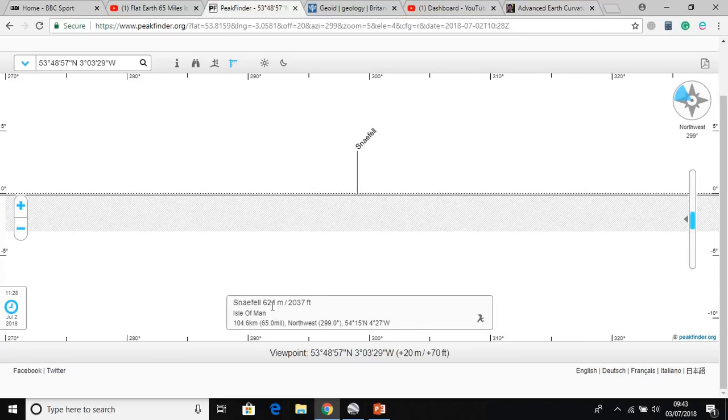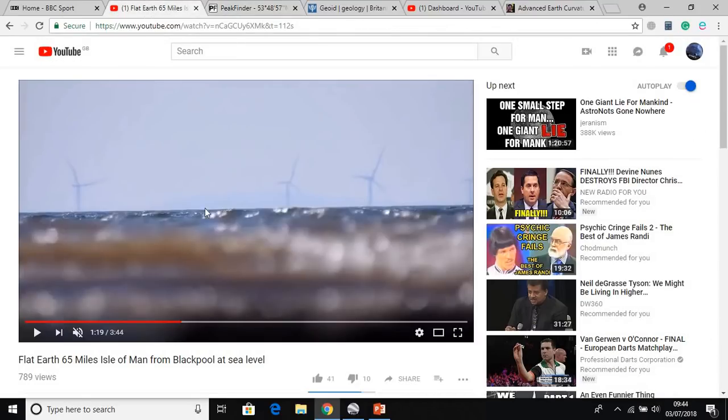Snaefell itself is 261 meters, or 2,037 feet, just over 2,000 feet on the Isle of Man. So, going back to our video, if this is indeed part of the Isle of Man and Snaefell, then what does that say about the shape of the Earth?